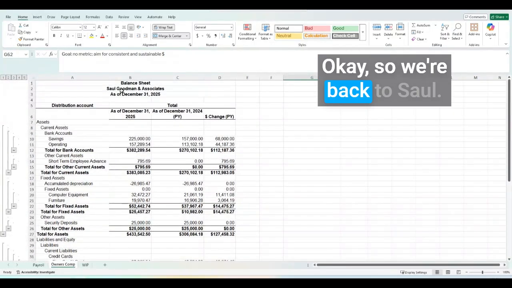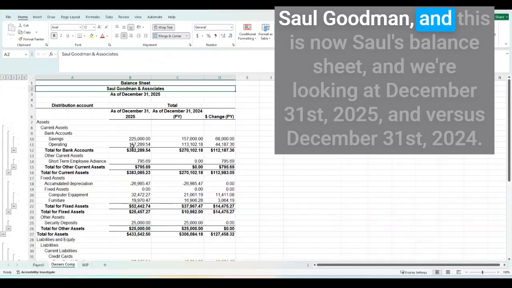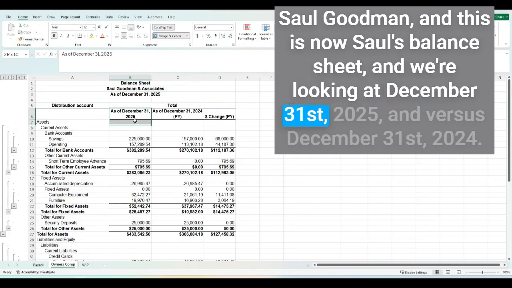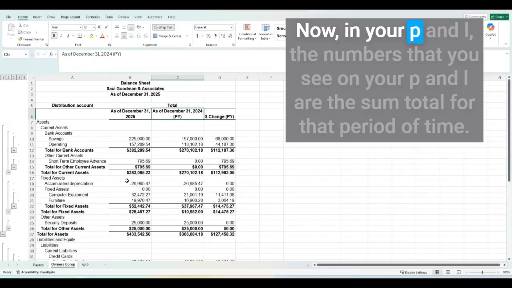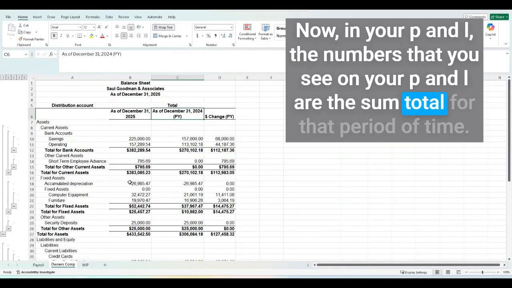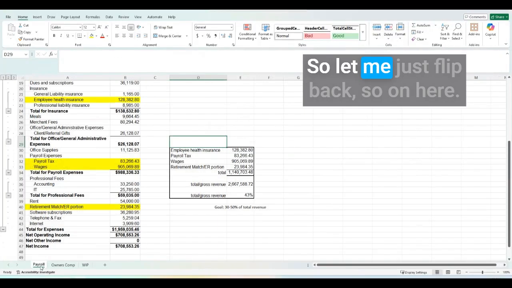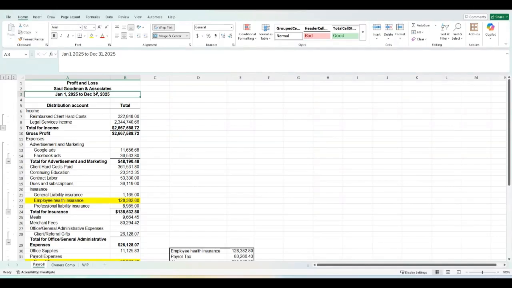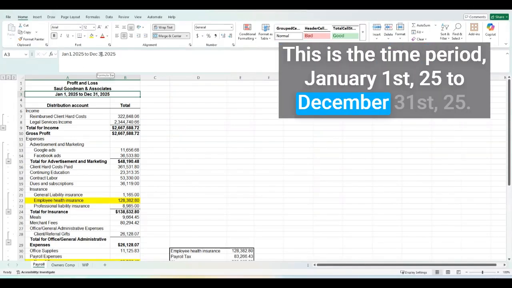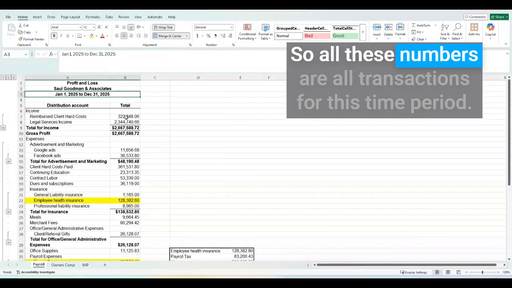Okay, so we're back to Saul Goodman, and this is now Saul's balance sheet. And we're looking at December 31st, 2025 versus December 31st, 2024. Now on your P&L, the numbers that you see on your P&L are the sum total for that period of time. So let me just flip back. So on here, this is the time period, January 1st, 25 to December 31st, 25. So all these numbers are all transactions for this time period.